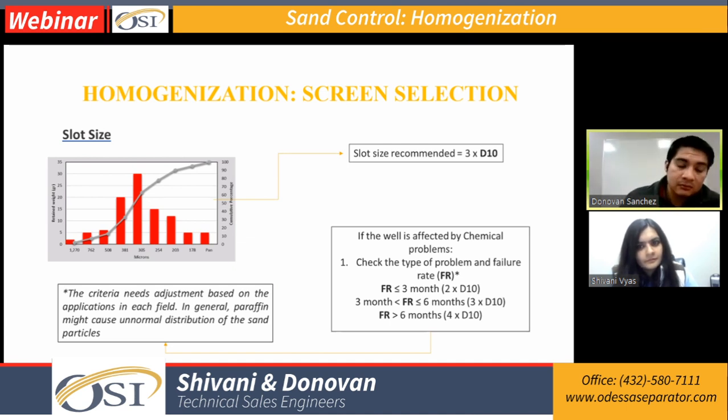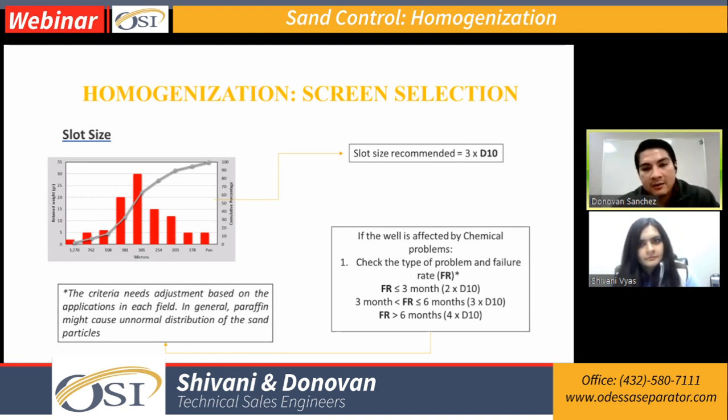calculated slot size recommendation. If the failure rate's like 3 months or less, we would go 2 times D10. So if you look right here, 20%. Now we're filtering out everything to the right here. So just from decreasing our D size, the cumulative percentage that we want to filter out, we're going to filter out a lot more of the sand because we're trying to solve more of the problem.